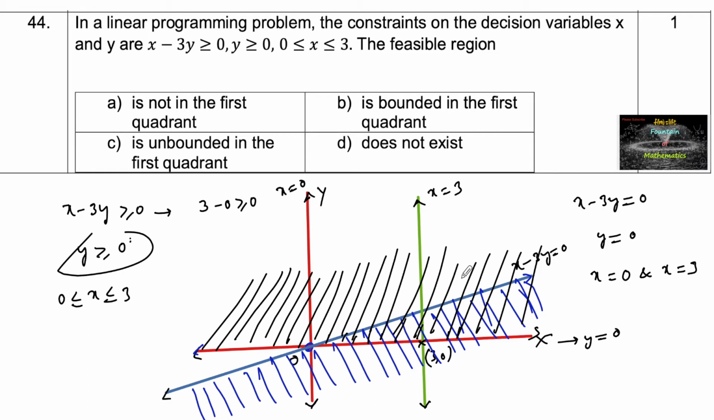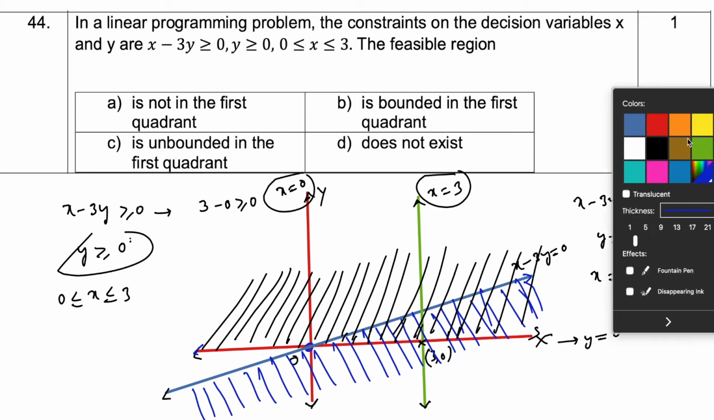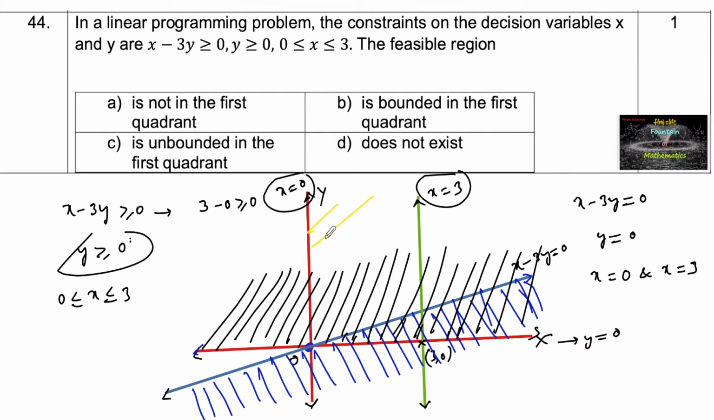quadrant. And coming to the third inequality, x lies between 0 and 3 means x is lying between x is equal to 0 and x is equal to 3, so whereby we can shade the region between these two lines, x is equal to 0 and x is equal to 3.